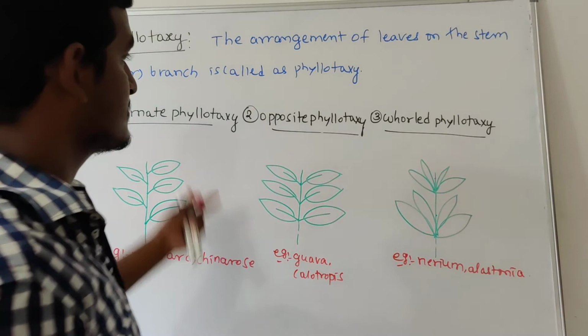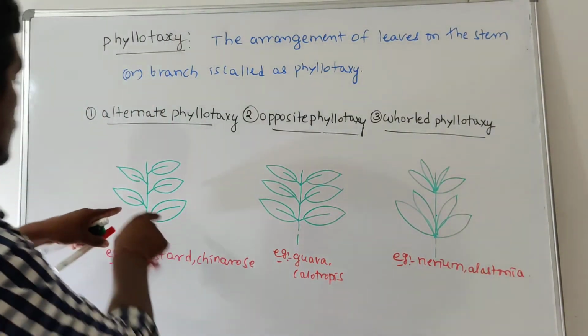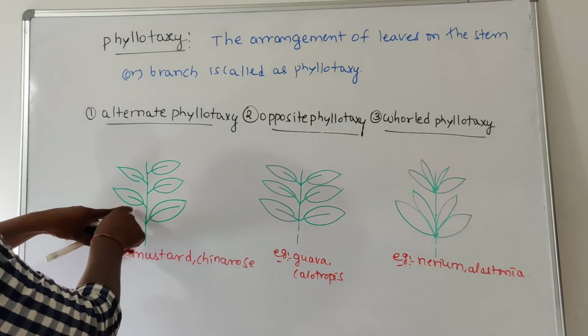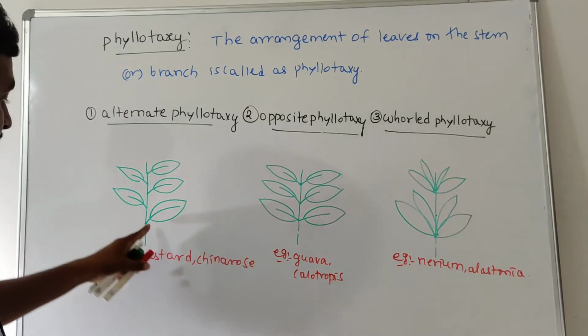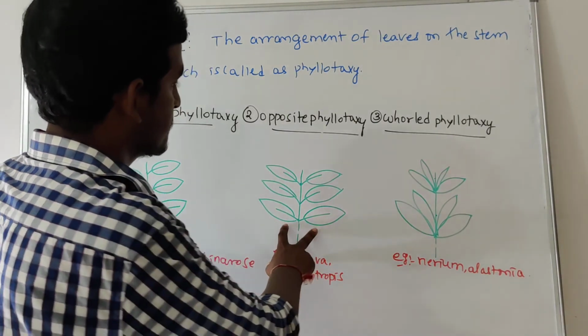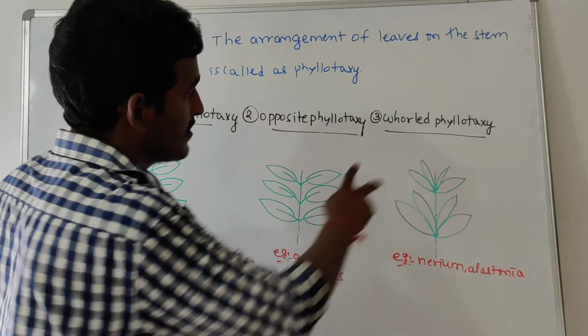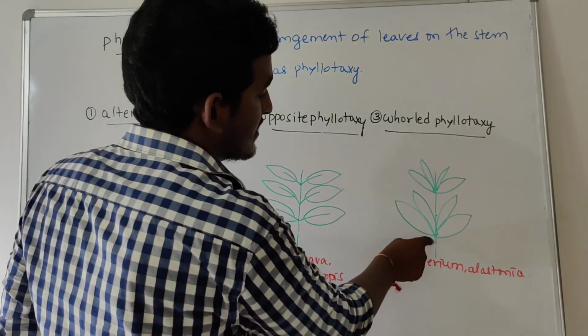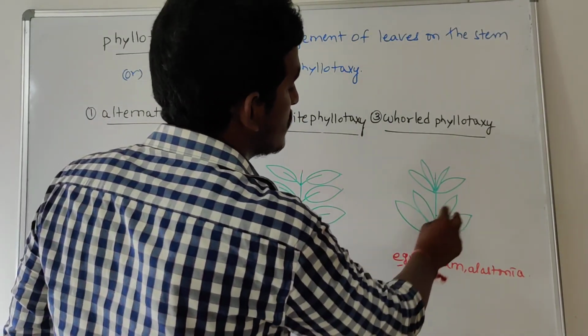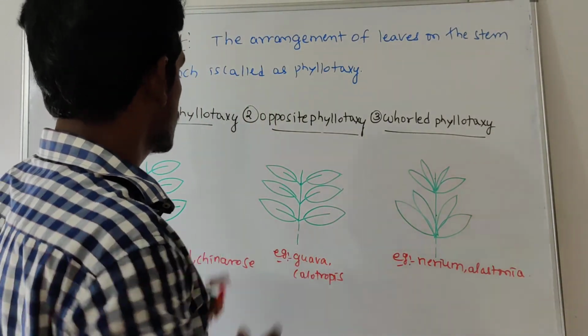Right? So it is about various types of phyllotaxy. In alternate phyllotaxy, the leaves are arranged in an alternate manner. At every node, it will produce a single leaf. In opposite phyllotaxy, the pair of leaves is present in opposite direction at a single node. In whorled phyllotaxy, at every node it will produce more than two leaves, arranged in a whorled manner.